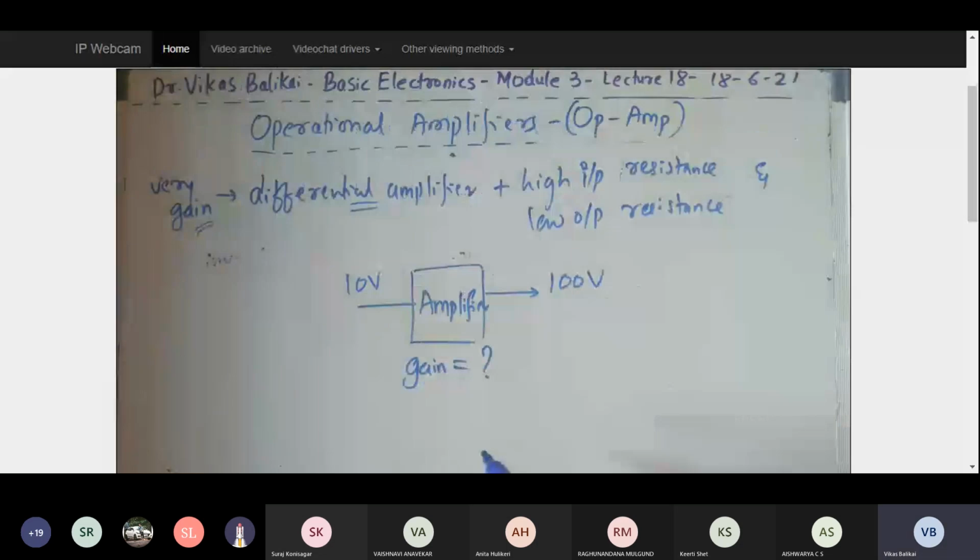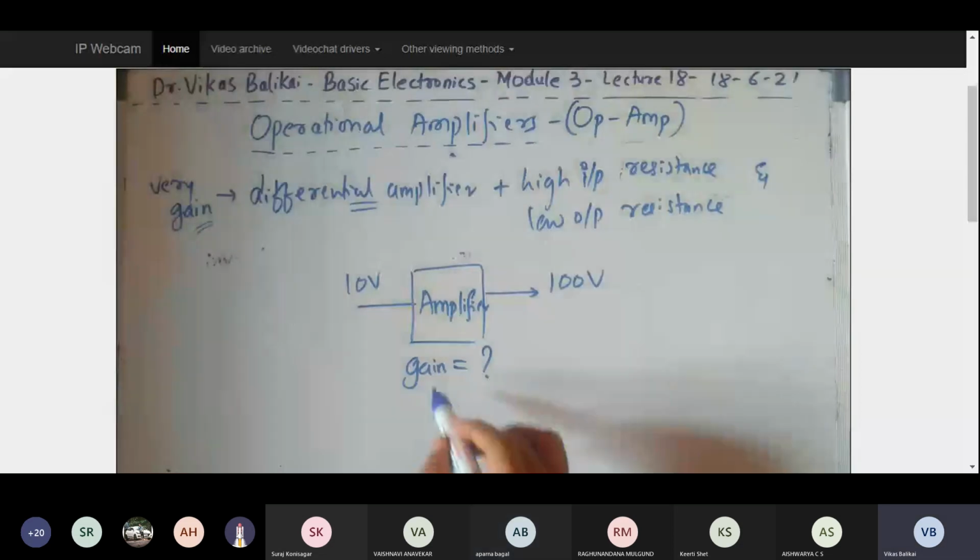What is the gain of this amplifier? 90 volt. 90. Any other answer? Difference between input and output. I think you might have learned about profit and loss in your mathematics.